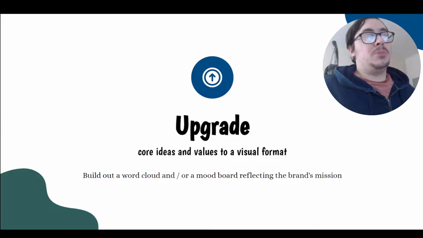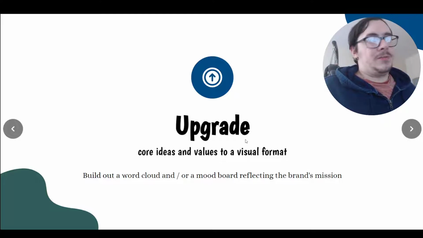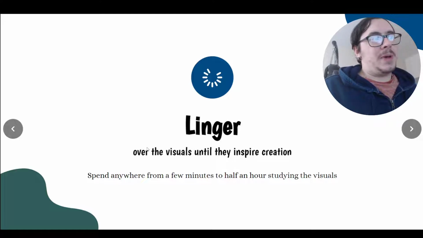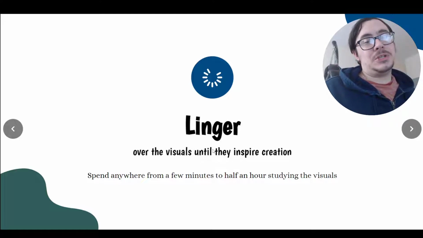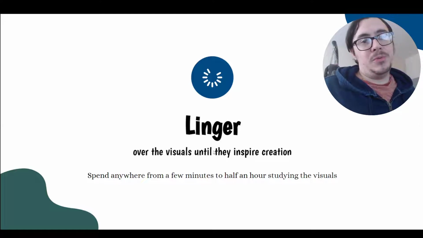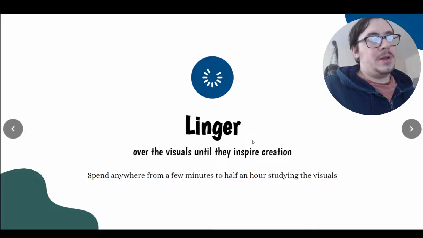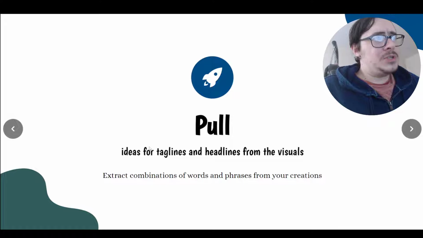It's really easy. You just put in some words, you make them different sizes, you put them together at odd angles in different creative ways over top of different images, and different things will start to pop out at you as you linger over the visuals until they inspire creation. I usually spend anywhere from a few minutes to half an hour studying the visuals, studying my word cloud, studying my mood board, and as I do that, things will start to pop out at me, ideas for things that sound really good that use those words, and I'll write those down and take notes. And this is where you pull ideas for taglines and headlines from the visuals.